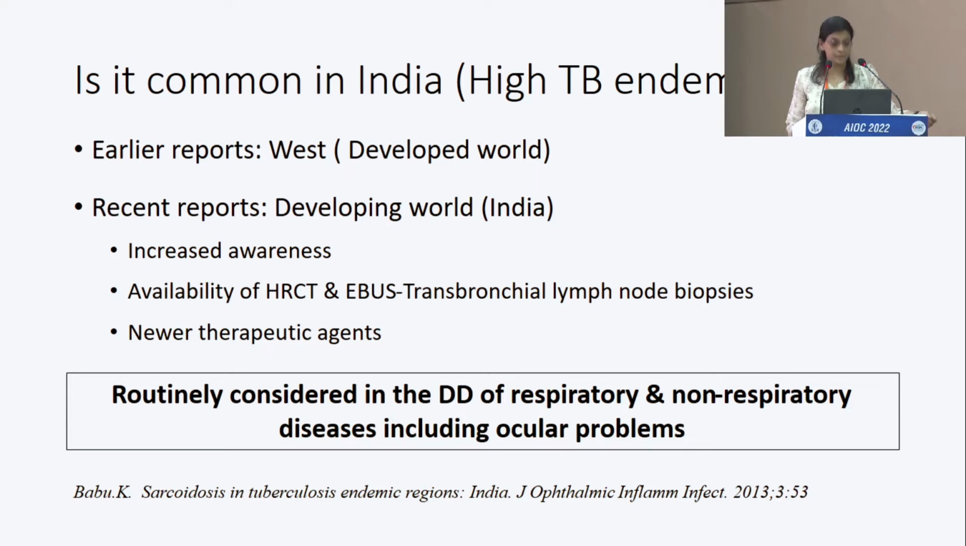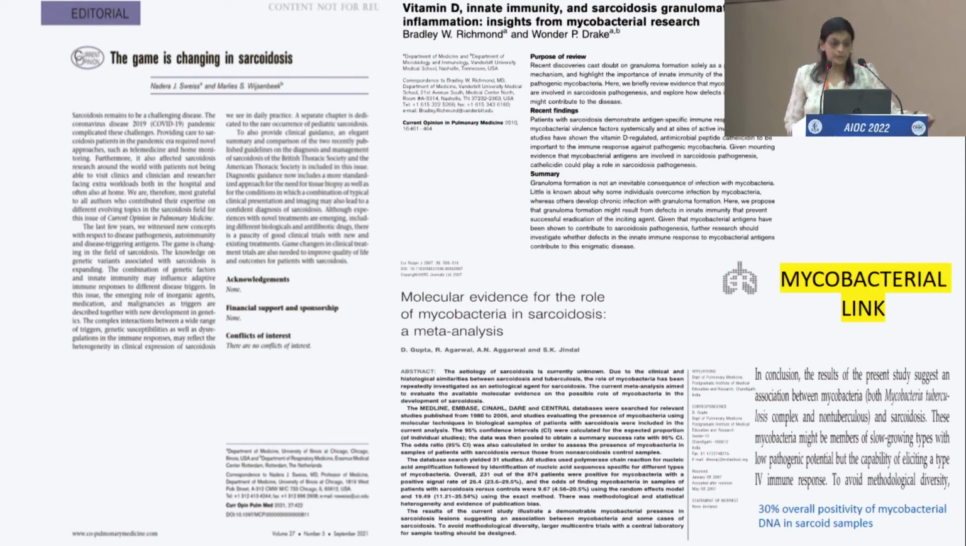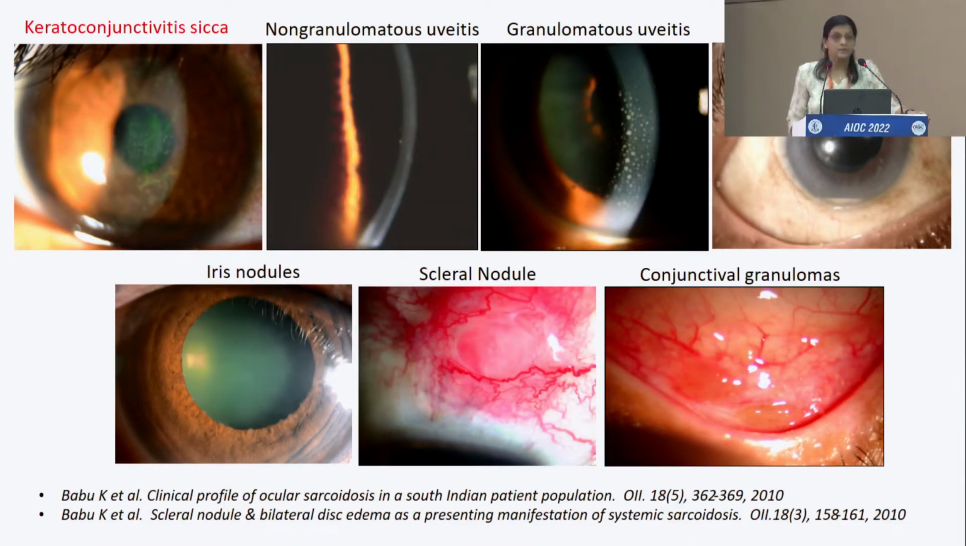So now this disease is routinely considered in the differential diagnosis of both respiratory as well as non-respiratory diseases, which includes ocular problems as well. So the game is definitely changing in sarcoid, and more so for us because we have started to associate this disease more often with mycobacteria, as with these articles. So how does sarcoid present?